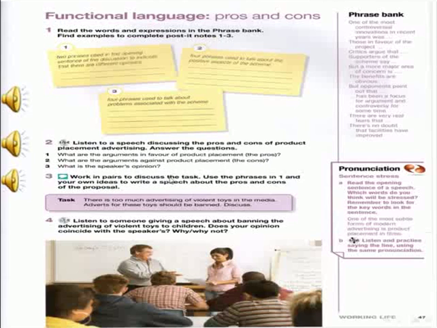3. Work in pairs to discuss here what? Discuss the task. Use the phrases in one here, phrases that we have written here, and your own ideas to write a speech about the pros and cons of the proposal. The task: there is too much advertising of violent toys in the media adverts, so these toys should be banned. Discuss.